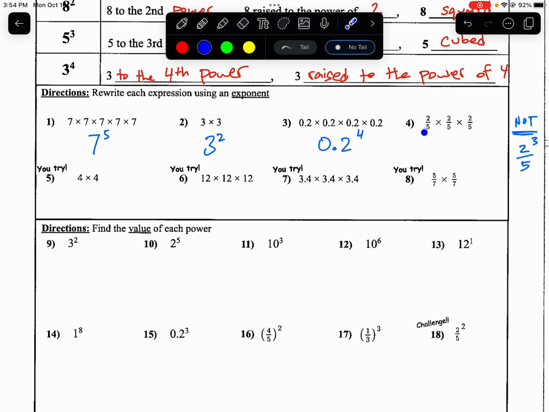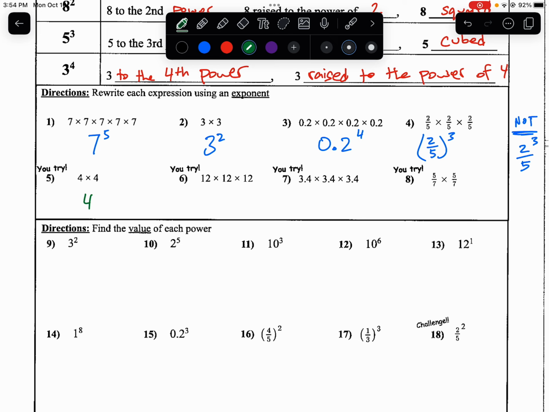So how do you write 2 to the 5th times 2 to the 5th times 2 to the 5th? Well, if you want to do that, you're going to have to use parentheses. So we want to use parentheses around it. And that is how we write 2 to the 5th times 2 to the 5th times 2 to the 5th, or 2 to the 5th to the 3rd power. All right, let's try the next ones.